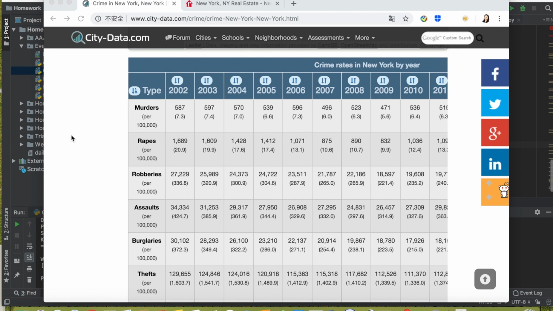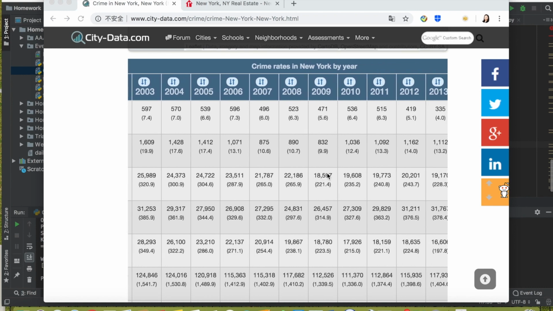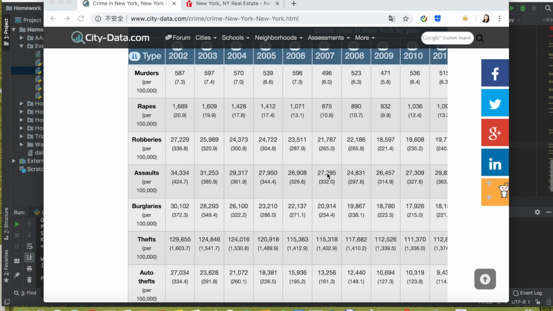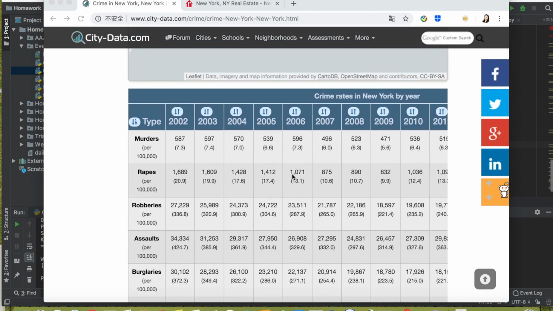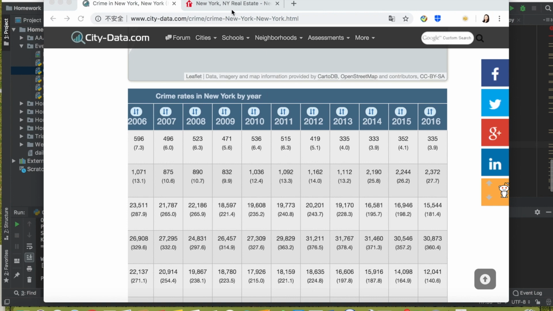So here we show one example, which on this website we pulled the crime rate in New York City. On this website, we used the Selenium tool to scrape the data. So the data we scraped was from this table, that contains the detailed crime rate and crime type from different years.